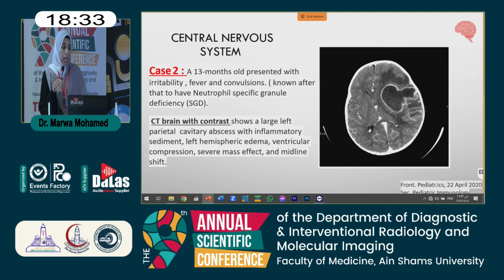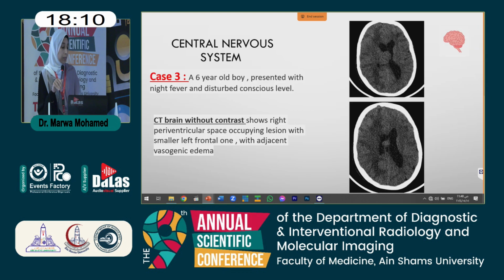Case 2. A 13-month-old presented with irritability, fever, and convulsions, known after that to have neutrophil-specific granule deficiency. CT brain with contrast shows a large left parietal cavitary abscess with inflammatory sediment, left hemispheric edema, ventricular compression, severe mass effect, and midline shift. The final diagnosis was brain abscess.